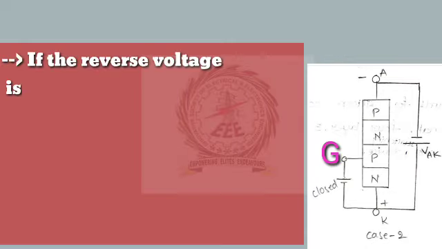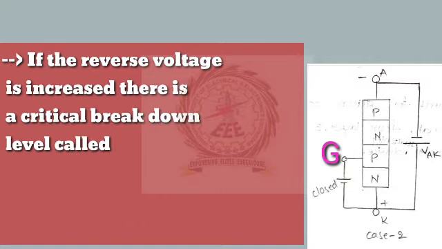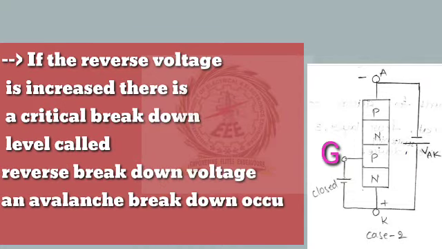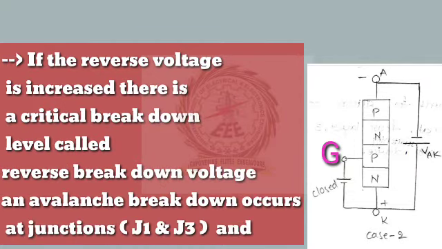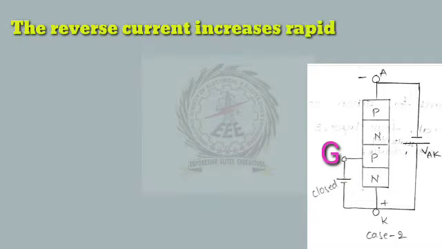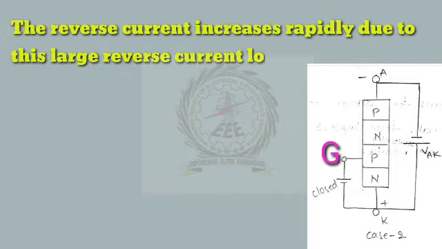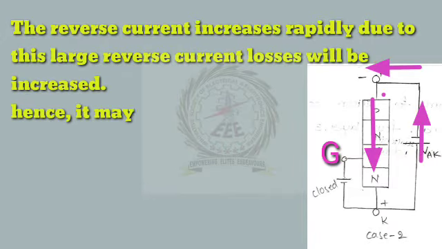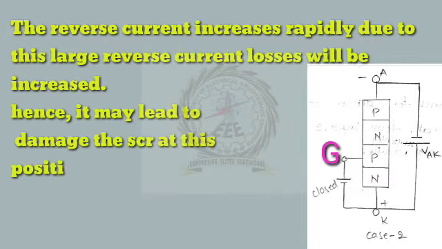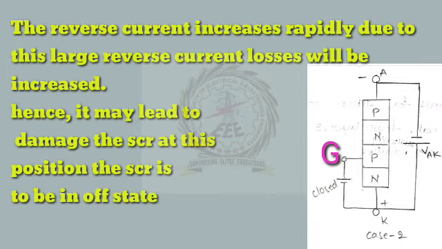If the reverse voltage is increased, there is a critical breakdown level called reverse breakdown voltage. An avalanche breakdown occurs at junctions J1 and J3, and the reverse current increases rapidly. Due to this large reverse current, losses will increase. Hence, it may lead to damage of the SCR. At this position, the SCR is in off state.